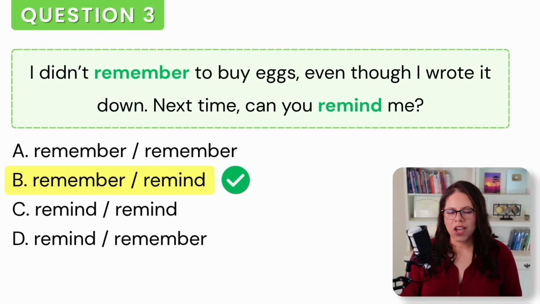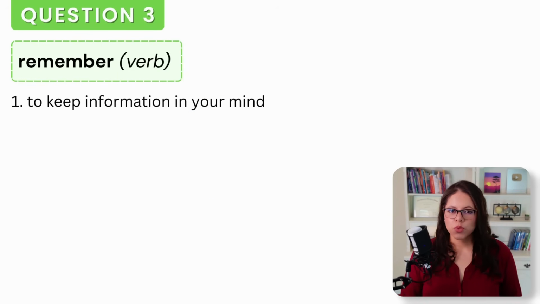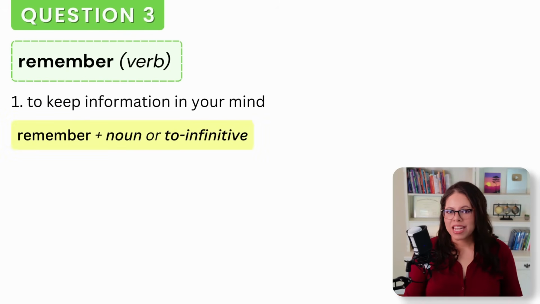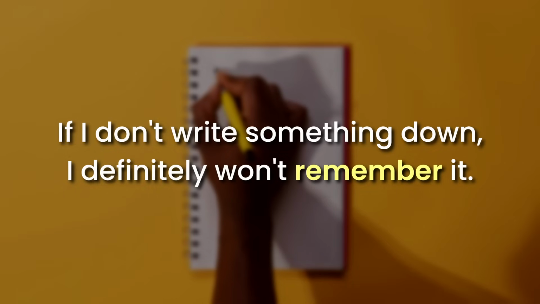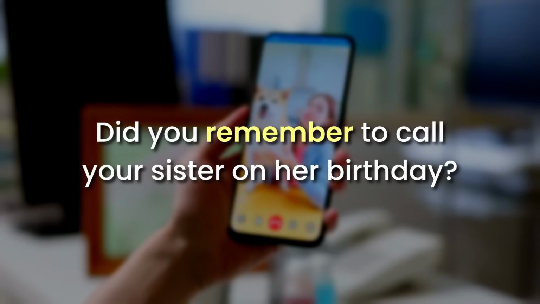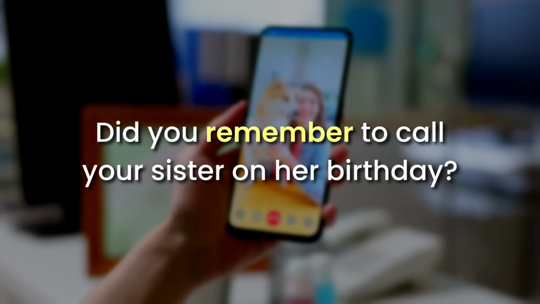The first meaning of remember is to keep information in your mind. In this context, the structure is usually remember plus a noun or remember plus an infinitive with to. For example, if I don't write something down, I definitely won't remember it. Did you remember to call your sister on her birthday?